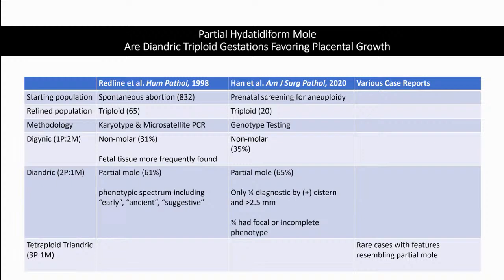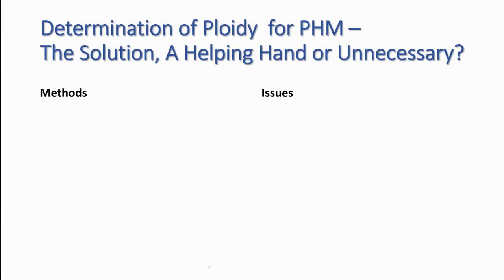I also point out that there are rare examples out there of tetraploid moles, and they're partial moles because they're triandric. So there is a maternal component, but only a small maternal component.